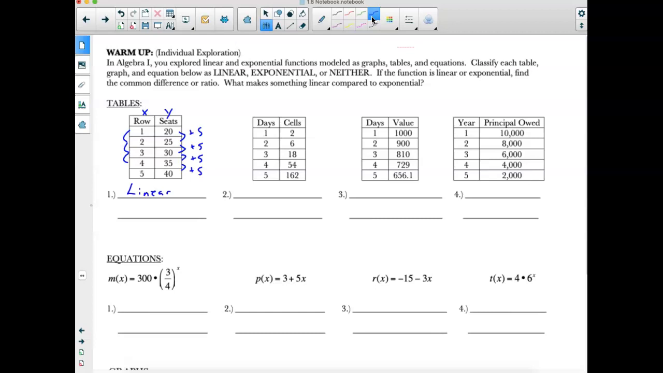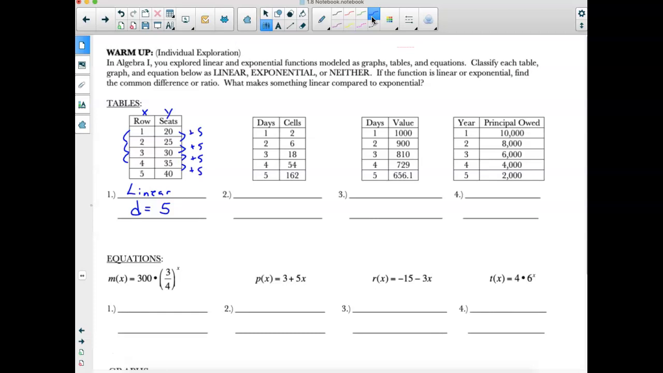When I look at a linear function today, we're actually going to be talking about sequences. When I see a linear sequence, as this data models, it has what's called a common difference, D, and that common difference is the number that you are adding each time, okay?